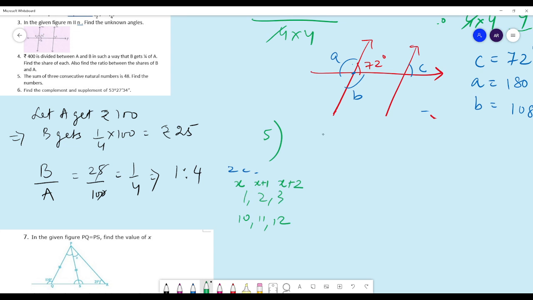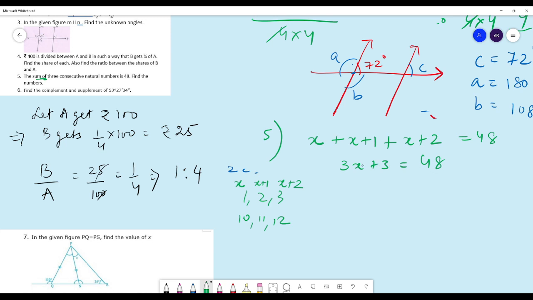So, the consecutive natural numbers are always expressed in the form of x, x plus 1 and x plus 2, and if there are more, then it would be x plus 3 and so on. Now it says the sum of these numbers is 48. So, you add them all up, and it comes to 48. So, what do we have over here? We have 3x plus 3 equals 48.